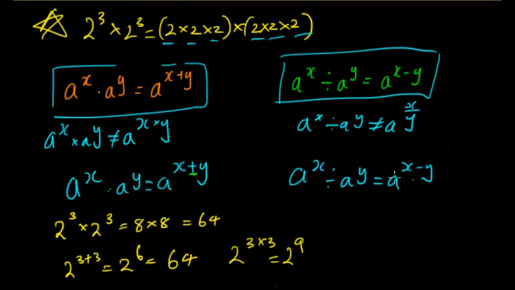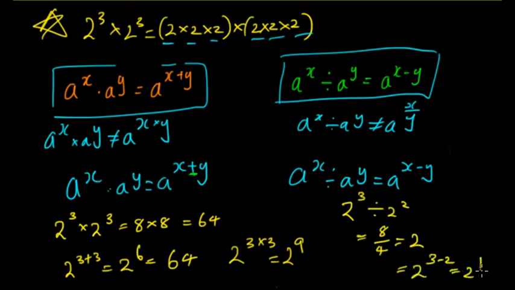A similar thing happens when you divide. If you have 2 cubed divided by 2 squared, this is equal to 8 divided by 4, which is just equal to 2. As you can see, that's equal to 2 to the 3 minus 2, which is equal to 2 to the 1, which is just equal to 2. So this formula holds.